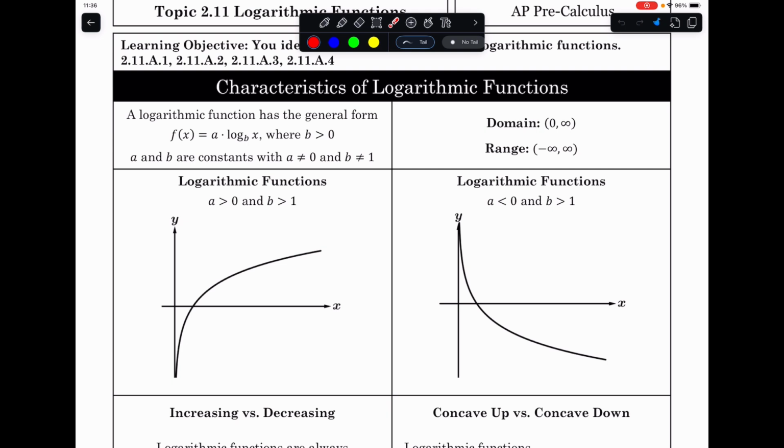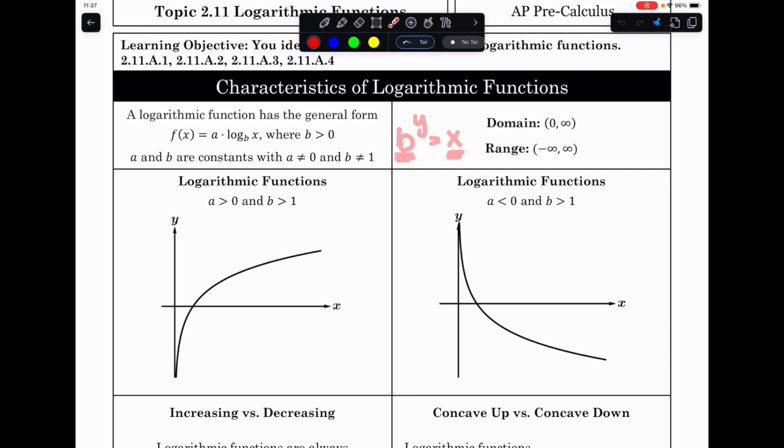Now, regardless of whether the value of a is positive or negative, the domain is always going to be real numbers that are greater than 0. So only positive numbers are allowed to be used for this value of x, which makes sense, since this is equivalent to raising b to some power y to equal this x value, and b to any power is always positive.